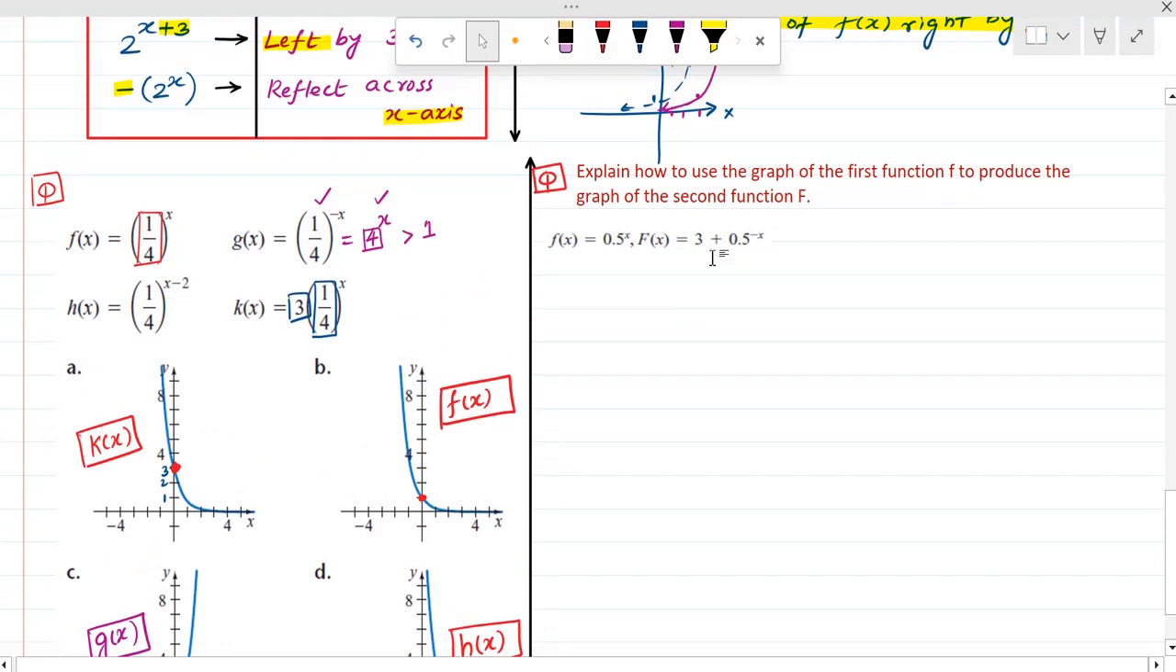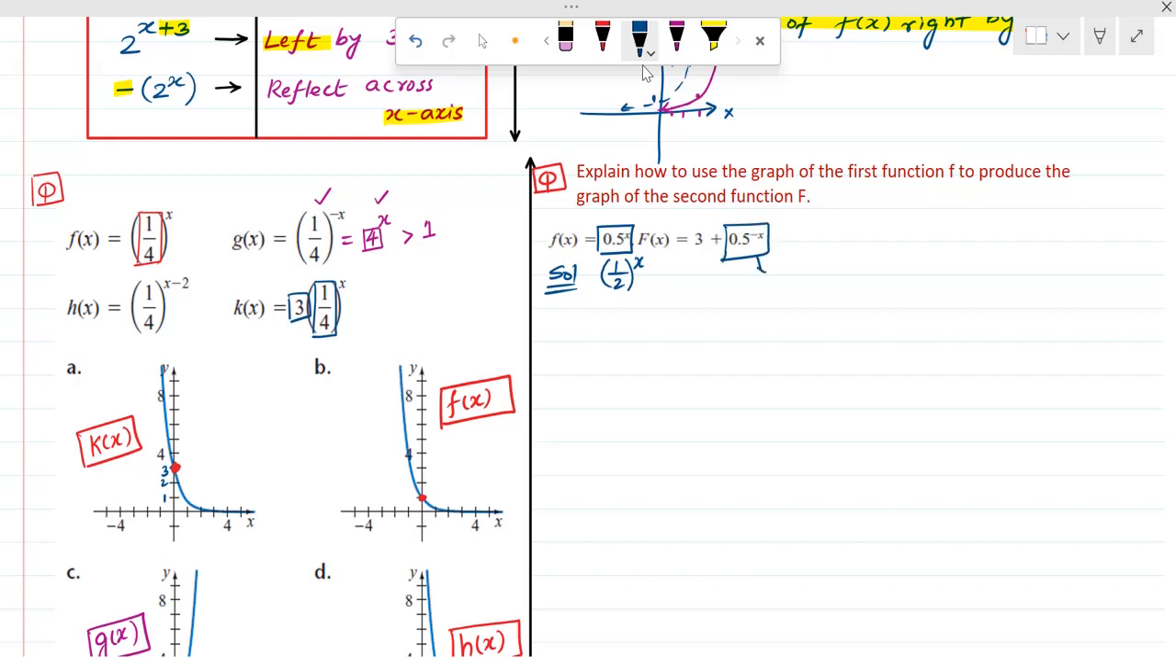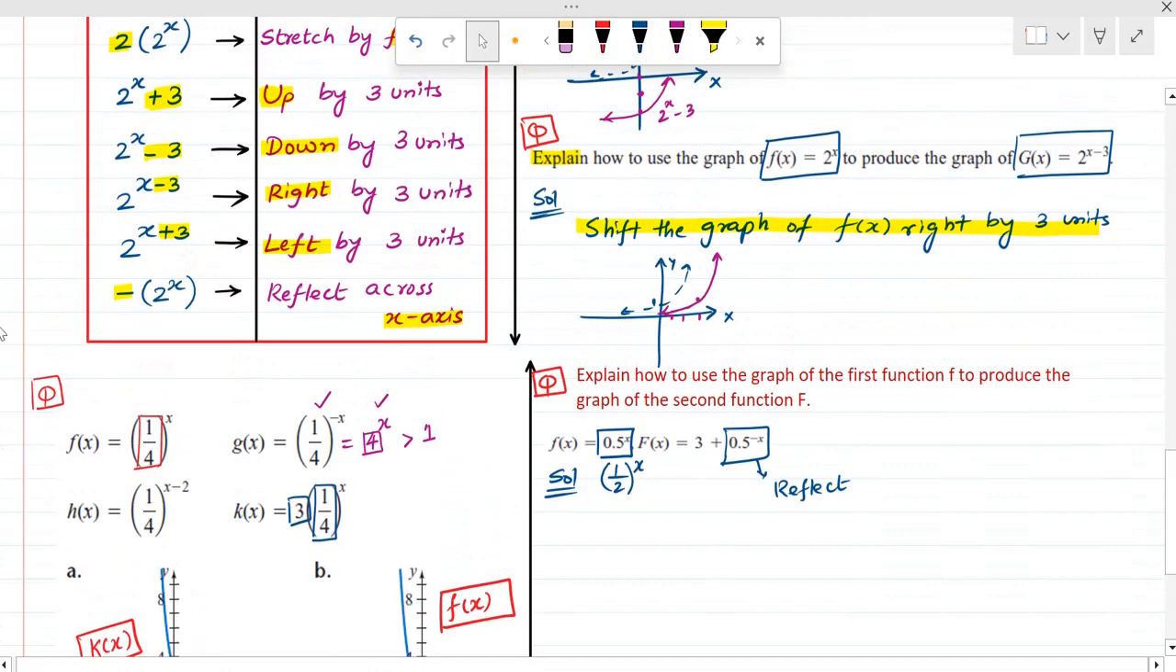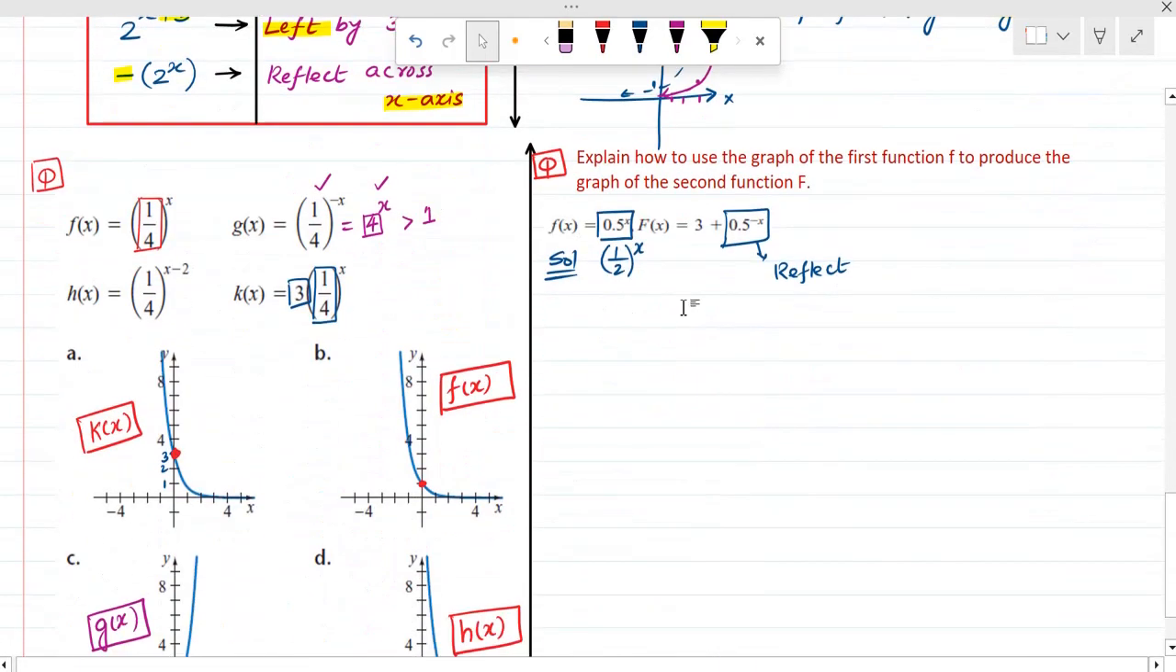Now the next one: explain how the graph of the first function is transformed to produce the graph of the second function. So here you have to use this one to explain. Explain means you have to write. So here, this is a decreasing function. It is actually 0.5, which is 1 over 2 to the power x. So therefore it is a decreasing function. Now what happened to this one? This one is reflected because of the minus in the power. If the power is minus, reflect across the y-axis.